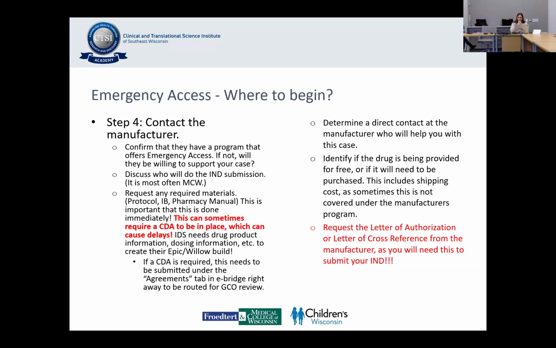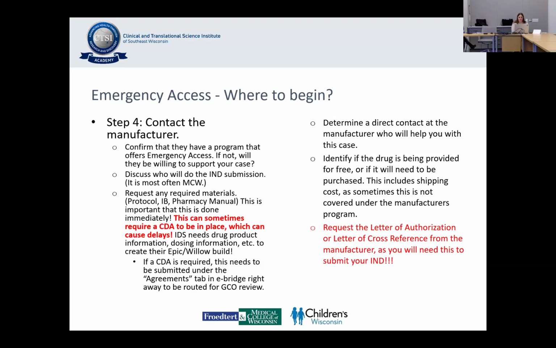So if a CDA is required, this has to be submitted under the agreements tab in eBridge, which would then route it to GCO for review. Like I said, this can be a little bit of a snag in the timeline. So just make sure you're getting on this right away and that we're able to get those documents and keep things rolling. You're going to determine a direct contact at the manufacturer who's going to help you with this case. So that's who you're going to be communicating with regarding shipment and all of the documents you need and that kind of stuff. Just having one direct contact.